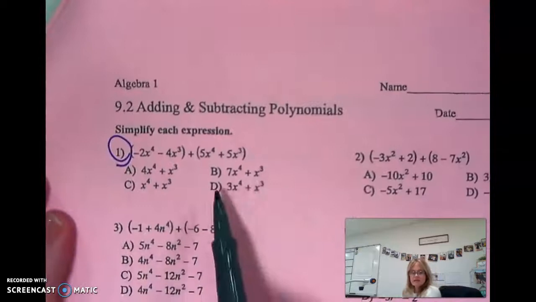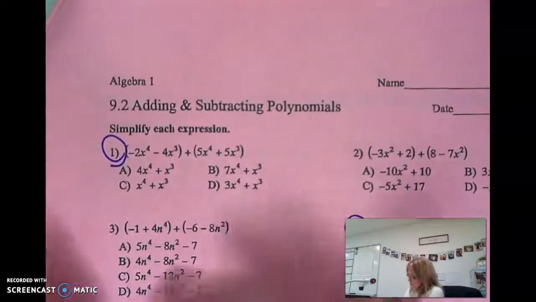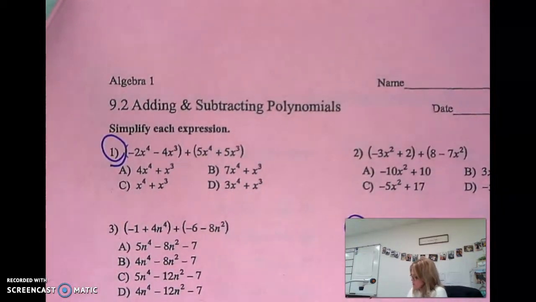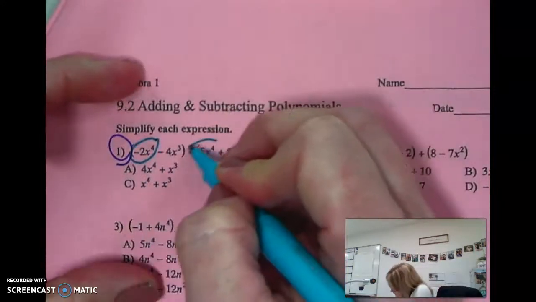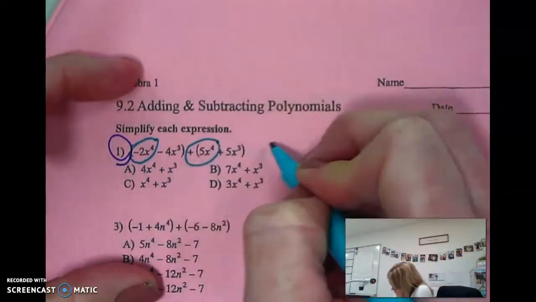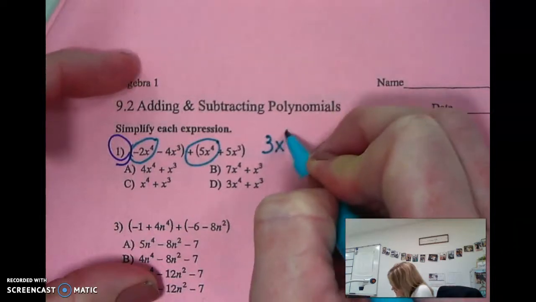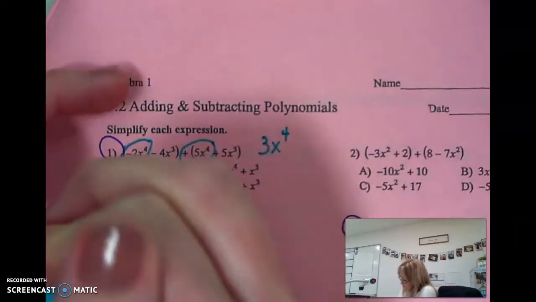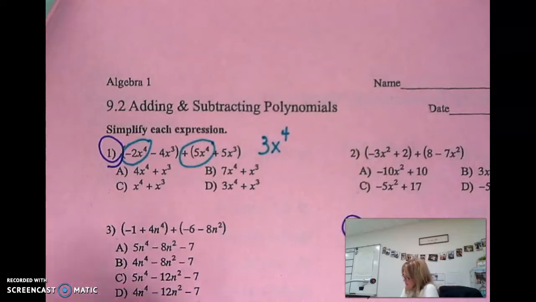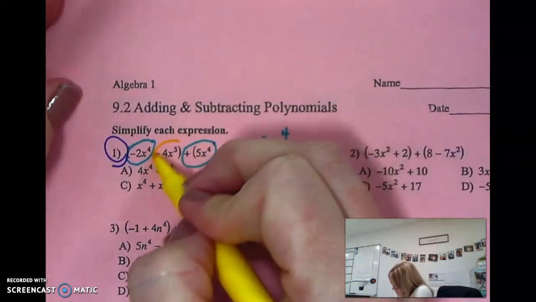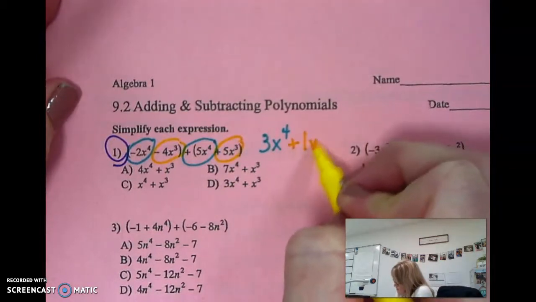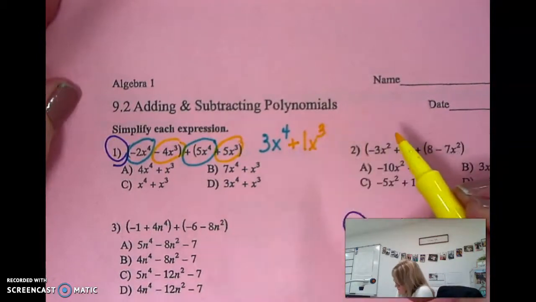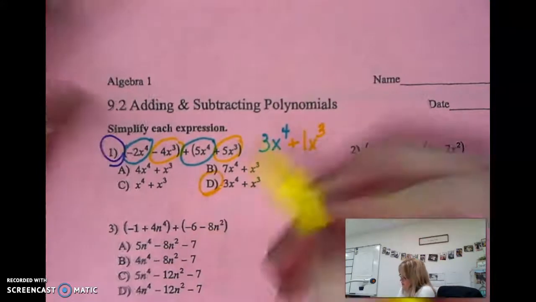When we add, it's different. We look for like terms. So I have a negative 2x to the 4th and a positive 5x to the 4th, which is a positive 3x to the 4th. Then I have a negative 4x to the 3rd and a positive 5x to the third, which gives me a positive 1x to the third. So my answer here would be D.